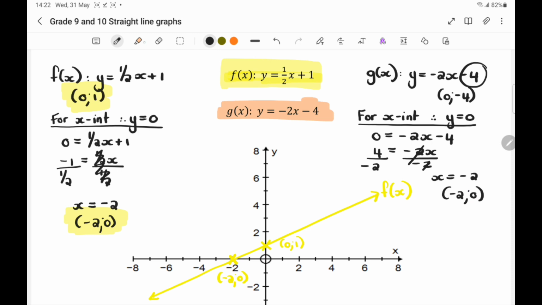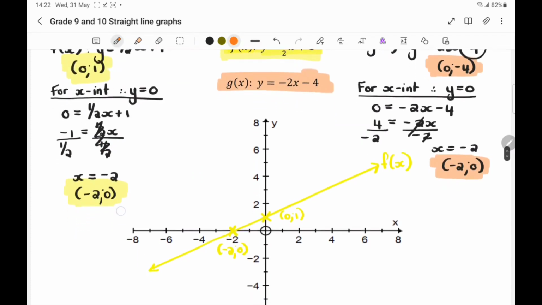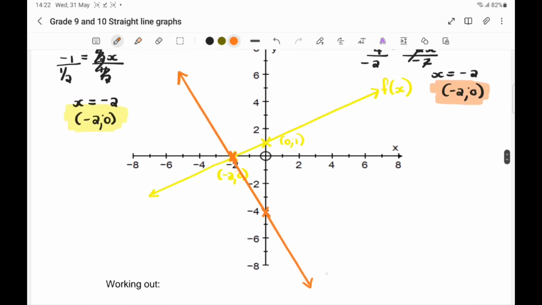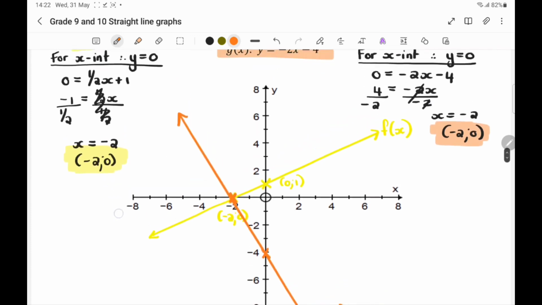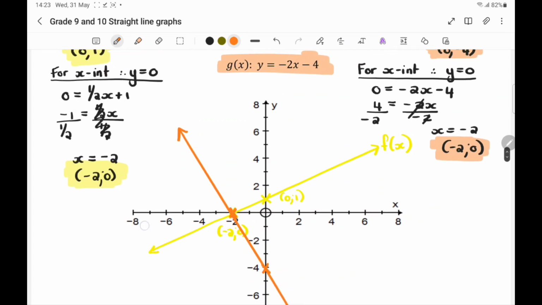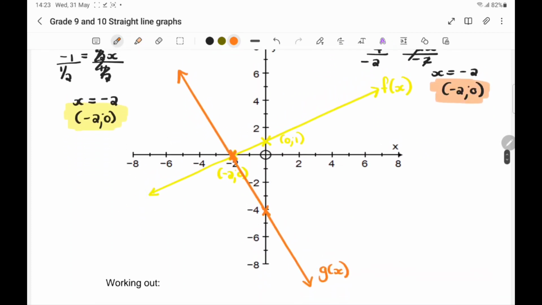Like that. Then we're going to highlight our 2 coordinates over there. And then I just want to draw, so 0, -4, and -2 over there. All right, and there's your graph. I'm going to label, this is g of x. And the way you can just double check yourself, is it a negative gradient? Yes, it is. And does it cut through -4? Yes, it does. Okay, so there's your 2 graphs. Now, I just want to quickly let us analyze this.